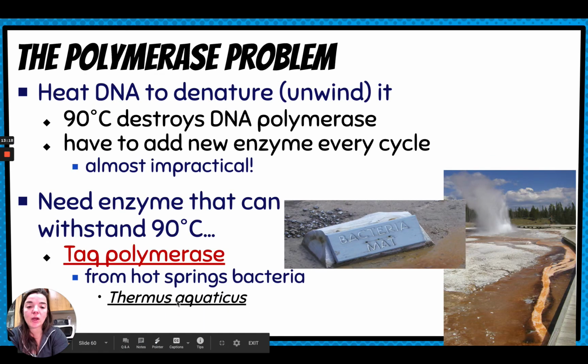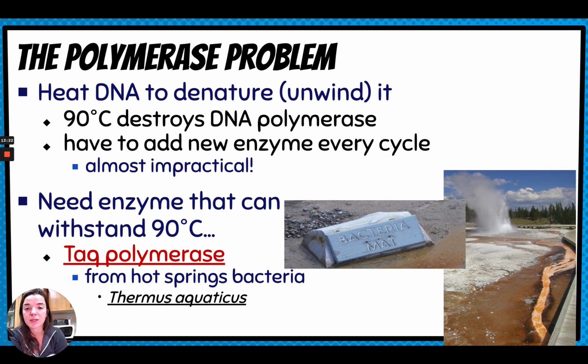So if we were talking about our personal DNA polymerase, what we use with DNA replication is DNA pol 3. If we were to use that at 90 degrees Celsius, that enzyme would completely denature. So scientists needed to find an enzyme that would not denature at 90 degrees Celsius.